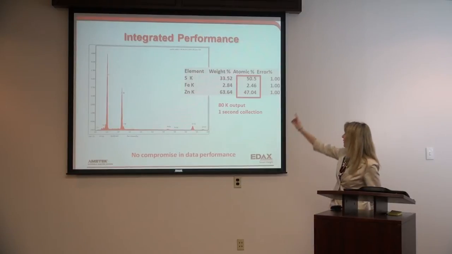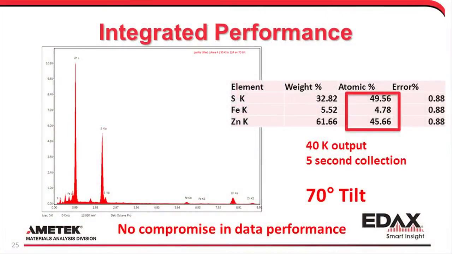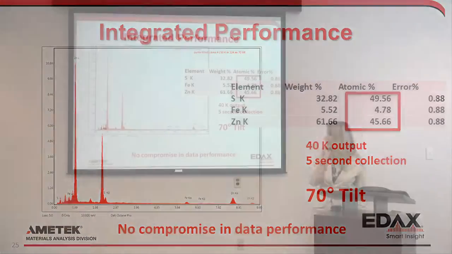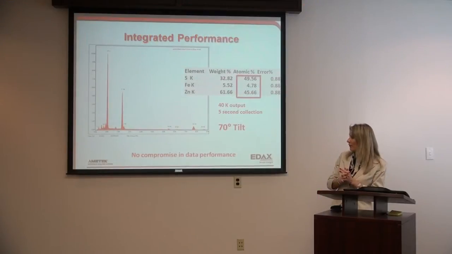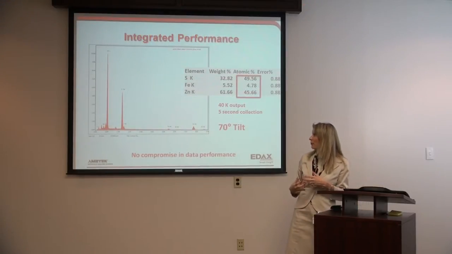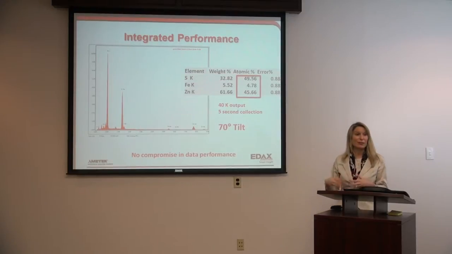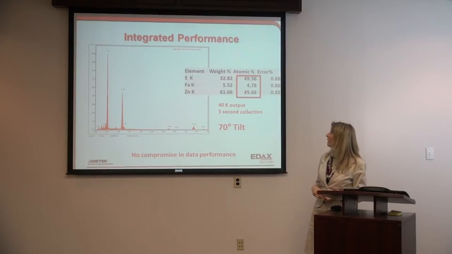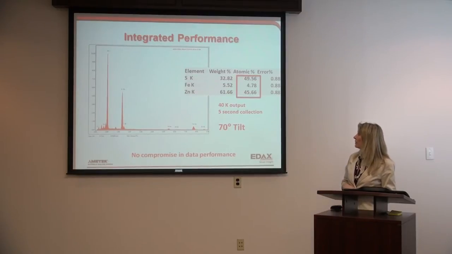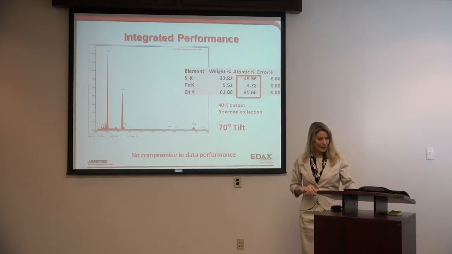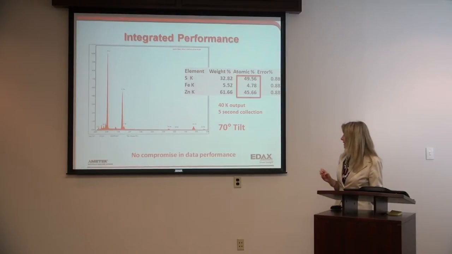And so while we get very good results, this is what we just saw a moment ago, so very low error percentage at the high collection speeds. Now we do it at 70 degree tilt. And this is where we saw, remember, the chamber had the 70 degree tilt on your SEM chamber, EBSD camera in really close. So all of that geometrical consideration allows us to still maintain the quality of the data collection, even as we're doing integrated microanalysis. And so now our performance has no compromise based on the collection of EDS and EBSD together.